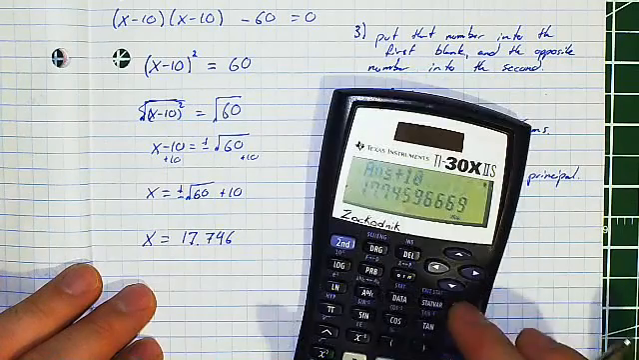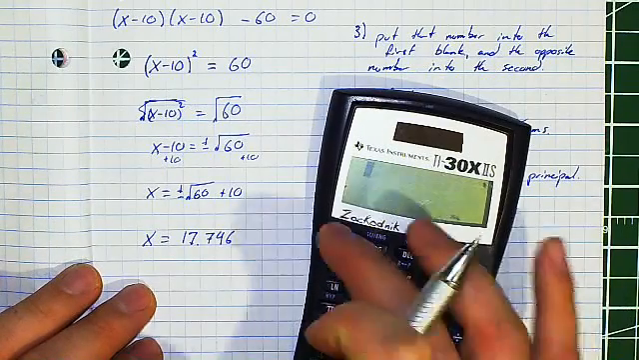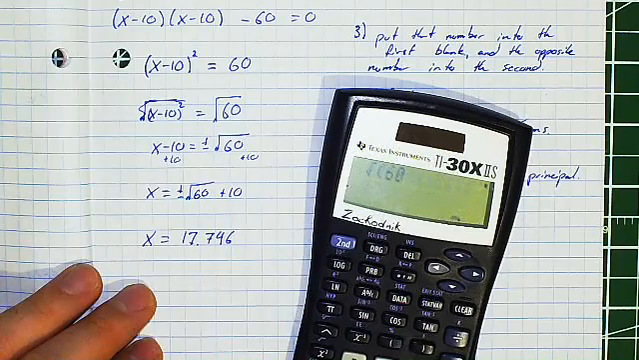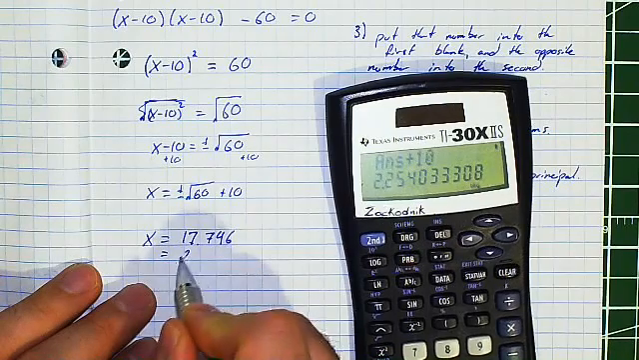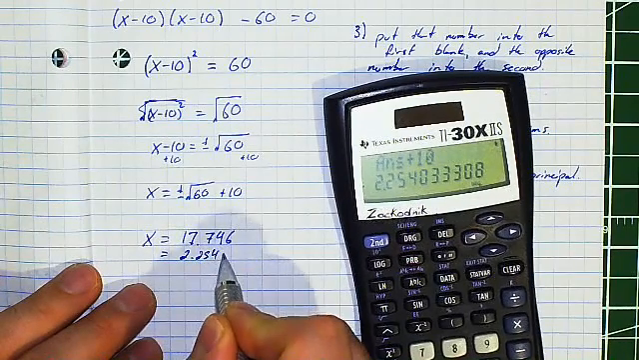And our second one is going to be root 60, but it is a negative. And then we're going to add 10 to that as well. So the x can also be 2.2540.